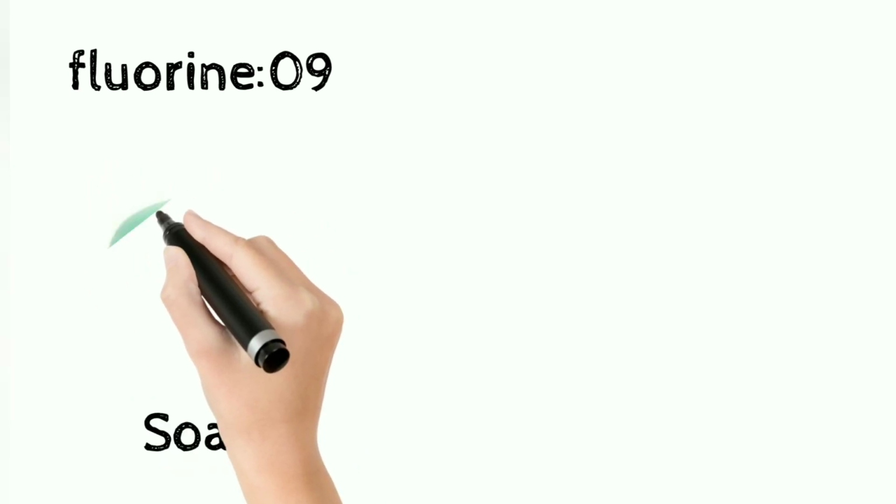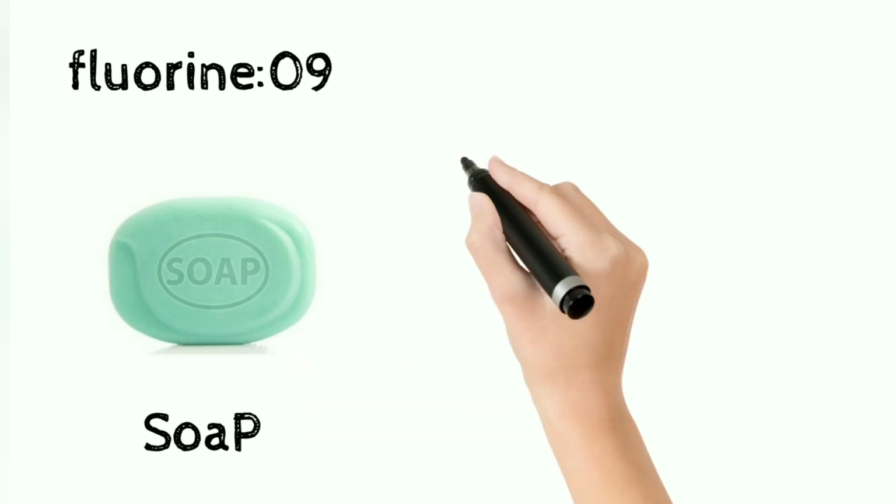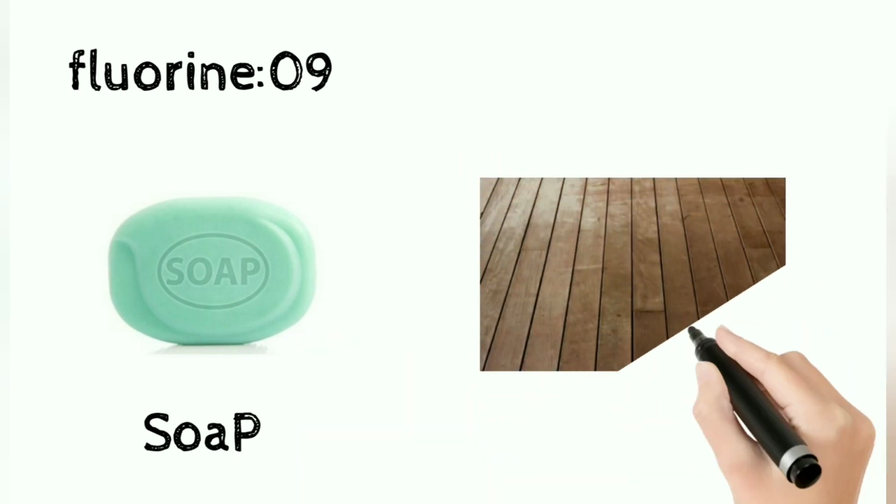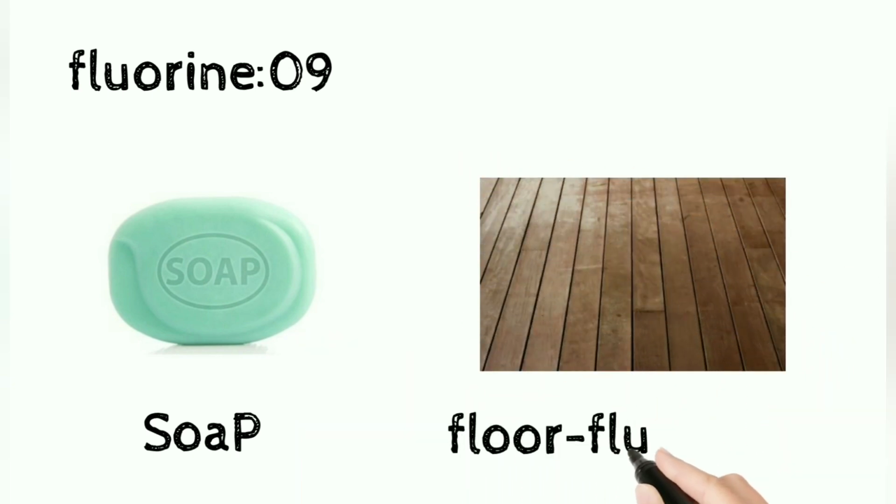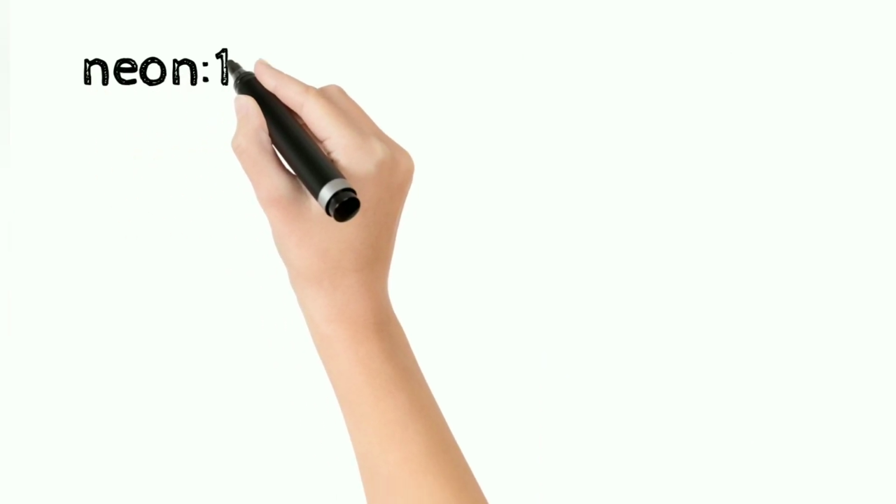Fluorine of atomic number 09. The peg word here is soap. 0 for S, P for 9. On the floor, a soap is lying and you, without noticing it, put your leg on the soap and you fall down. From here, you can easily come up with the words soap and floor, and the element fluorine.